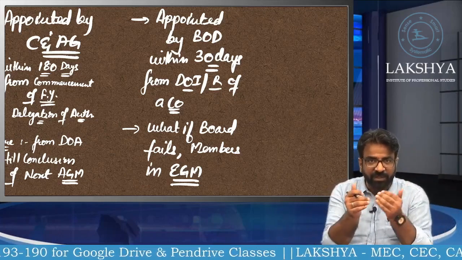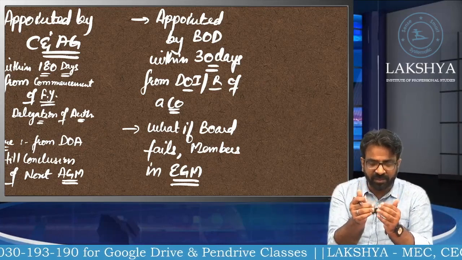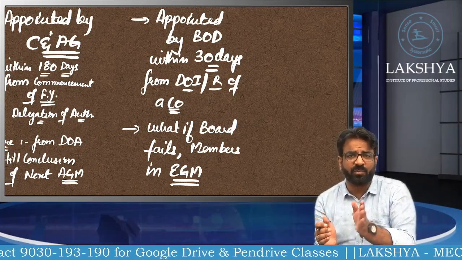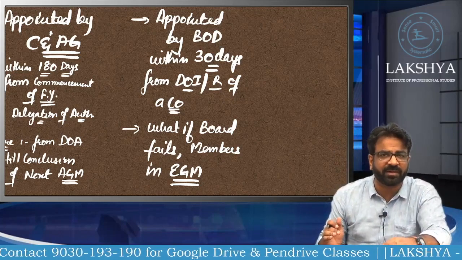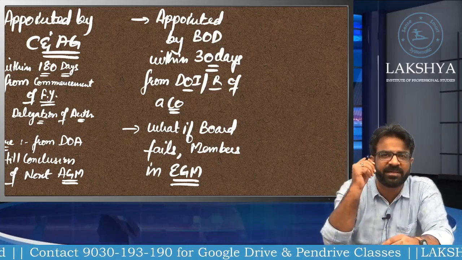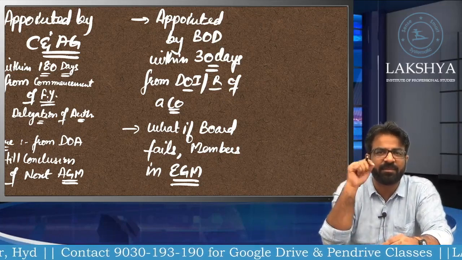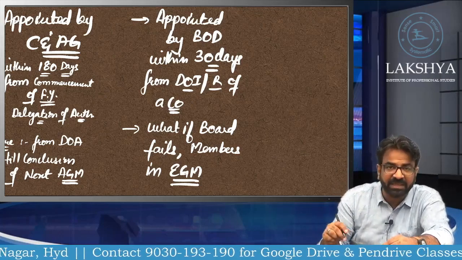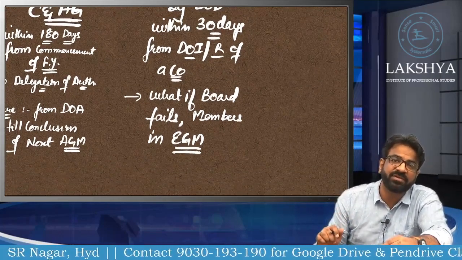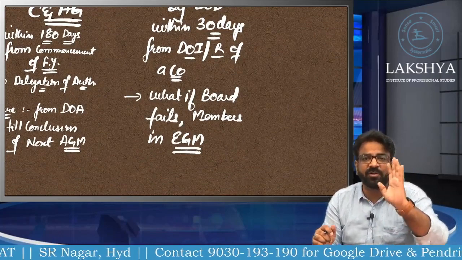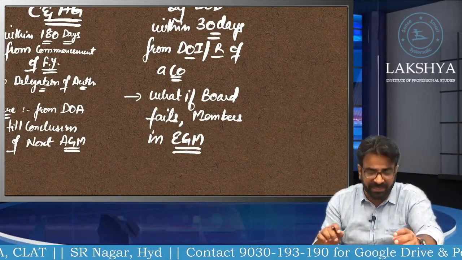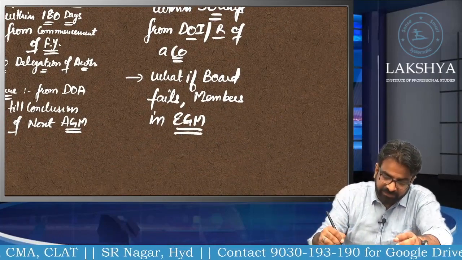But it is happening during the first financial year. So 30 days from the incorporation are over, and the board of directors failed to appoint the first auditor. Who will take the responsibility? Members. Members will conduct an EGM. With 14 days' notice, members will conduct the EGM, and in the EGM they shall appoint.